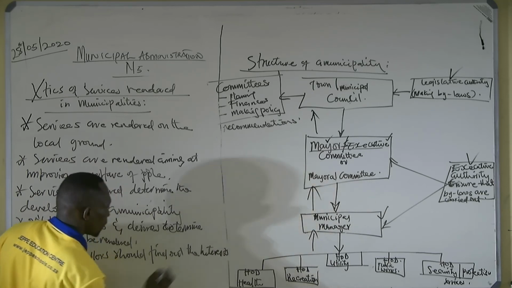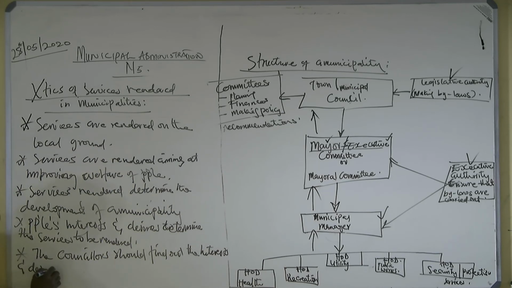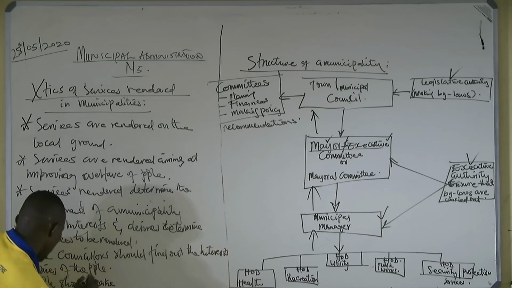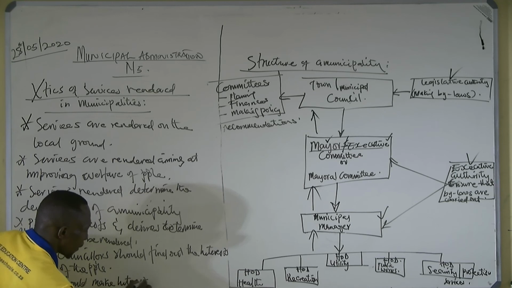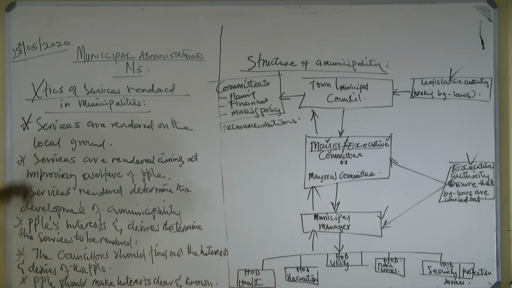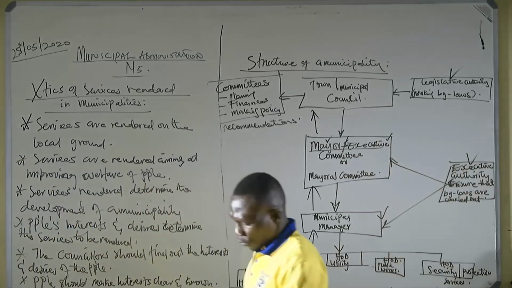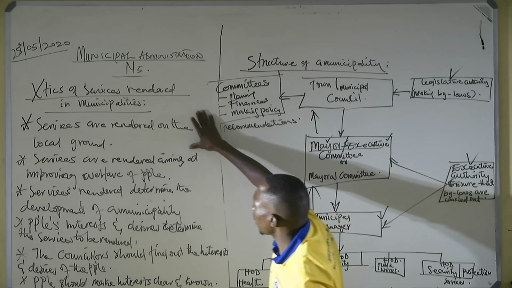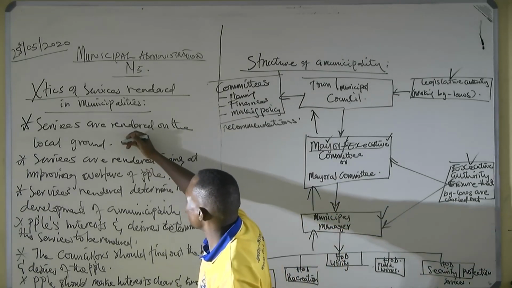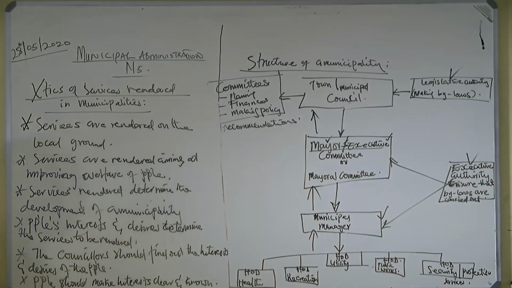The municipal councillors should find out the interests and desires of the people in the communities, and also people in communities should make their interests clear and known by the municipal administrators. Some of them are here, however, there are so many, but I'm trying to work within the interests of time, because time is not our best ally here.